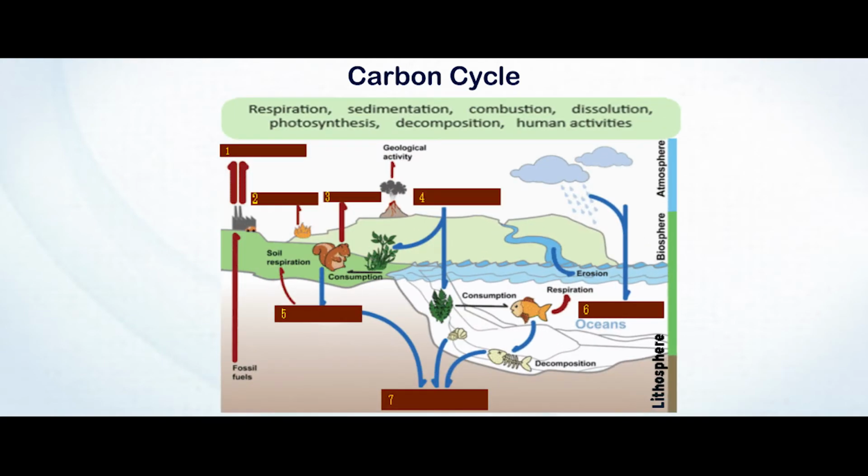Let's look at the second cycle now. It is the carbon cycle. For the carbon cycle, you will have to do a small task. You can already see 7 words there, which need to be labeled into the diagram. There are processes and there are concepts there. Using the illustration given, you need to fix the words into the given boxes. Let's do that.